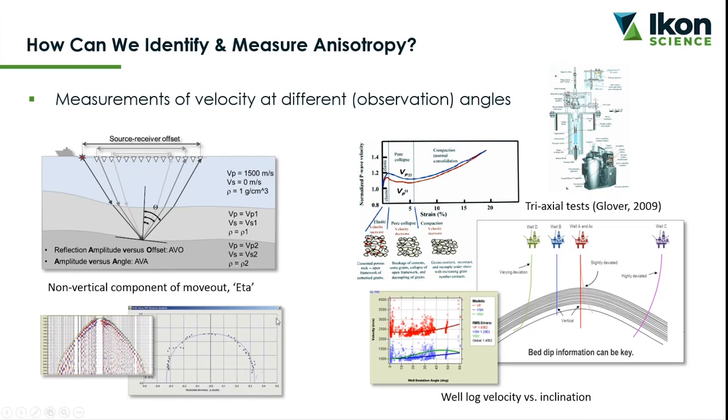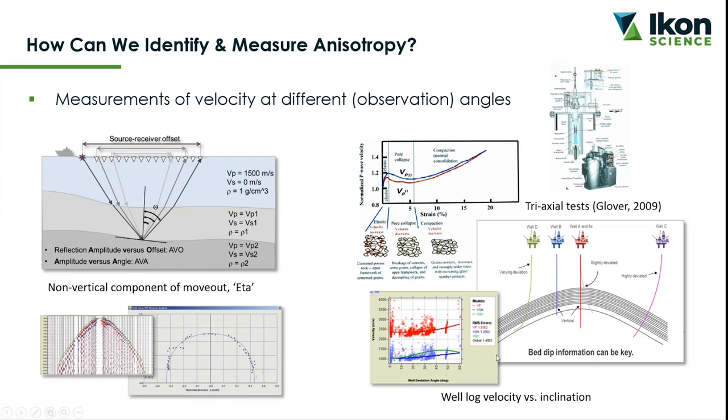It might be that we have some walkaway VSP data, and so we could use that to look at the change in velocity or horizontal slowness as we move from the vertical to the horizontal, and that would allow us to come up with a rough estimate of the anisotropic parameters, which could then be used during synthetic modeling.